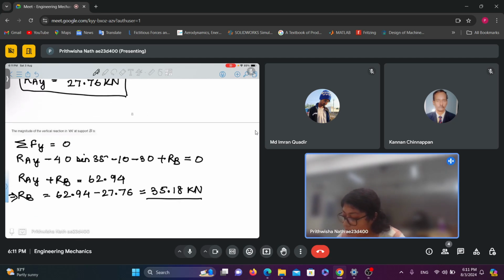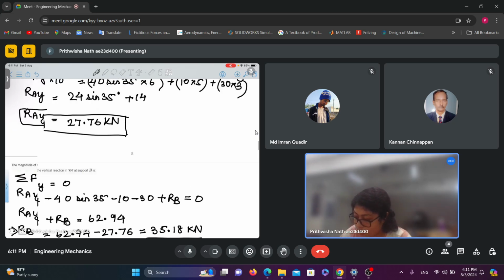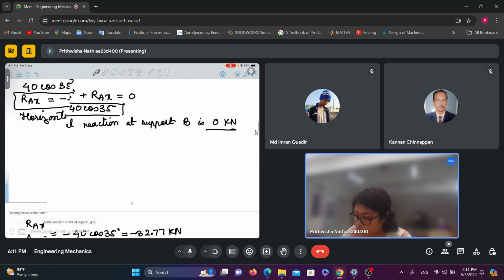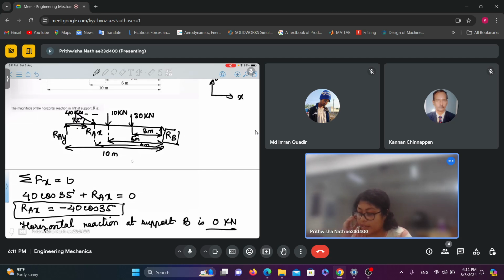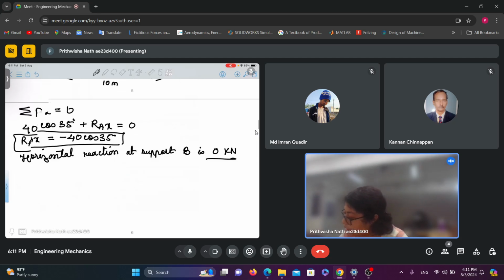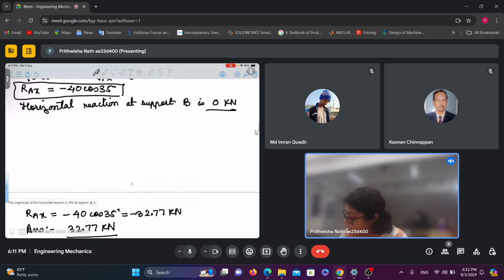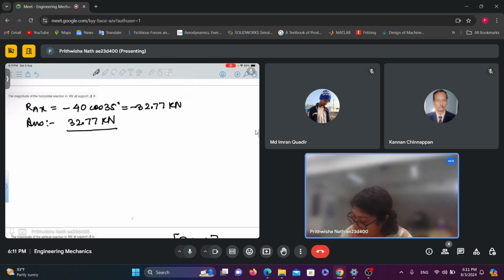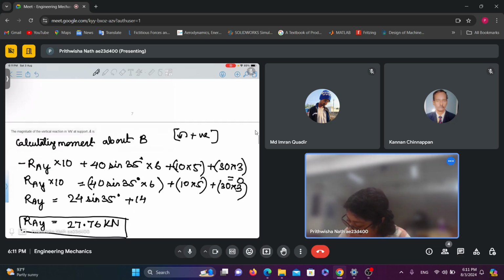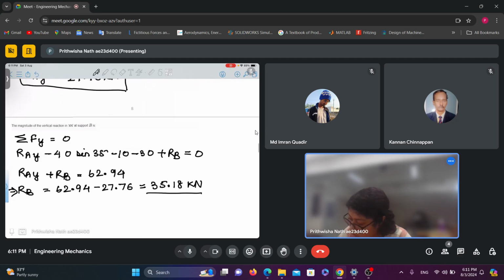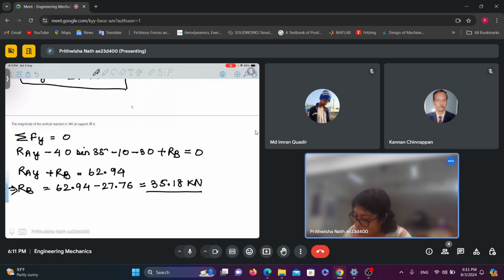Now, the magnitude of the vertical reaction at support B. Now, as it can be seen from the free body diagram, RAY is acting in the positive direction, 10 and 30 is acting in the negative direction, and component of 40 is also acting in the negative direction. So from here, I get the value of RB, that is the reaction force at support B.